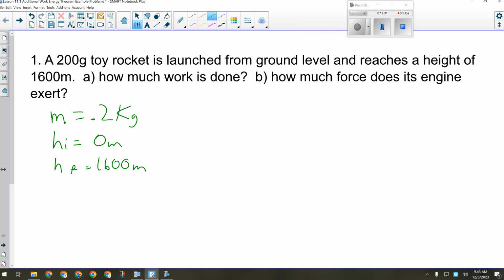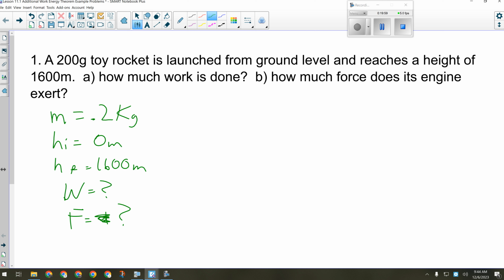Okay, how much work is done? Okay, and how much force does its engine exert? So if I'm going to find the force and the work, what distance am I going to use? 1,600 meters. Okay, that's the distance over which the force is exerted. It just also happens to be the change in height.